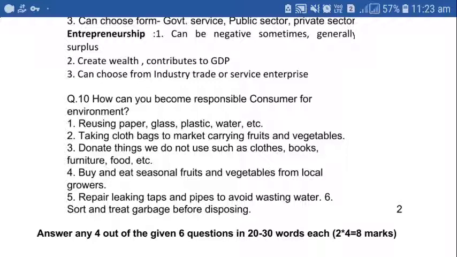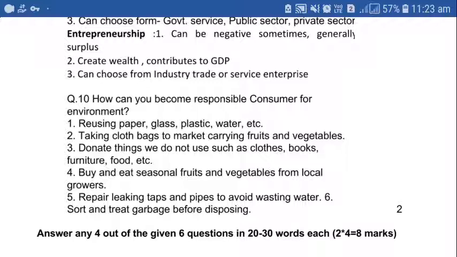Next point, you may just write here: buy and eat seasonal fruits and vegetables from local growers. So whoever the local growers are, you can just purchase fresh fruits and vegetables. That's why they can survive. So here we can use "vocal for local".